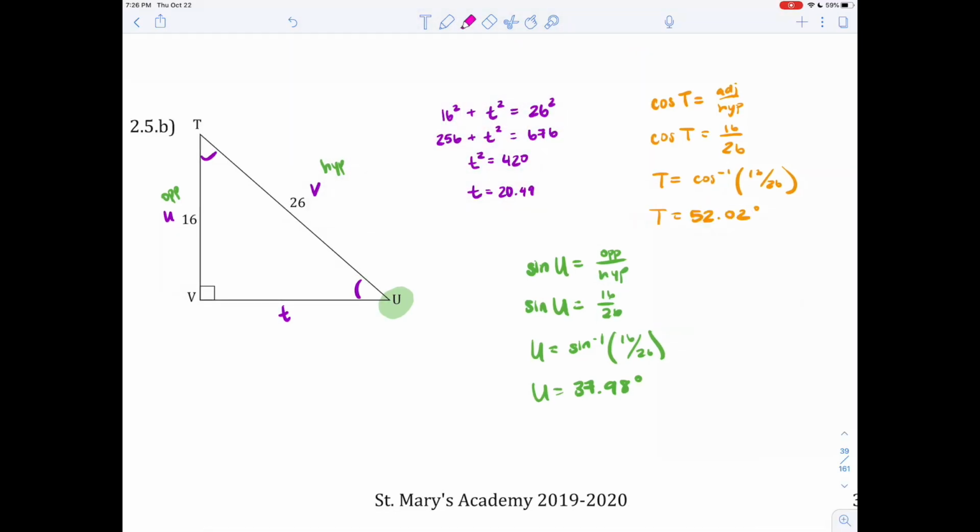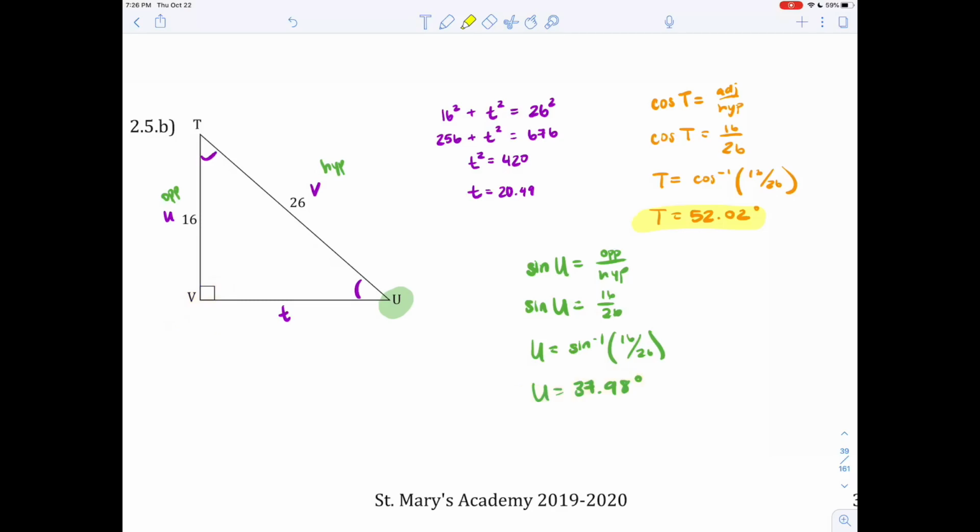If I wanted to do a mental double check of my work here, I should see that my angles sum to 180. So 52.02 plus 37.98 plus 90 should in fact give me 180, and it does.